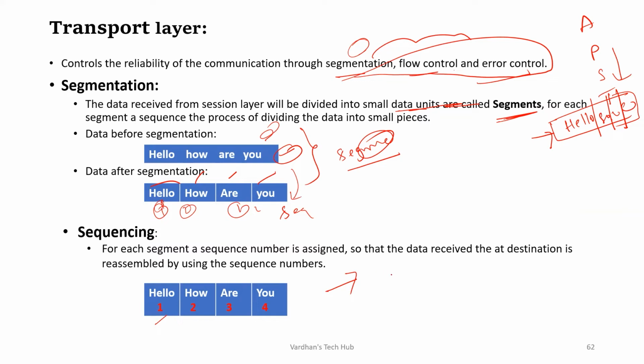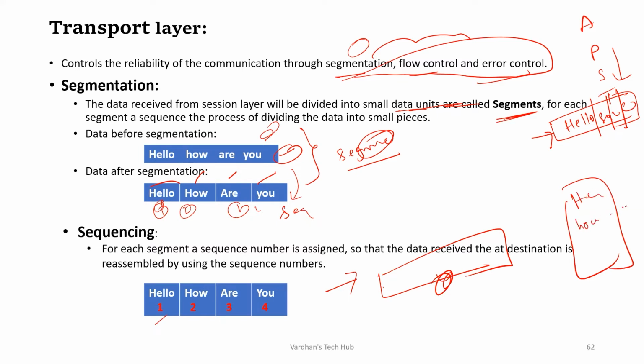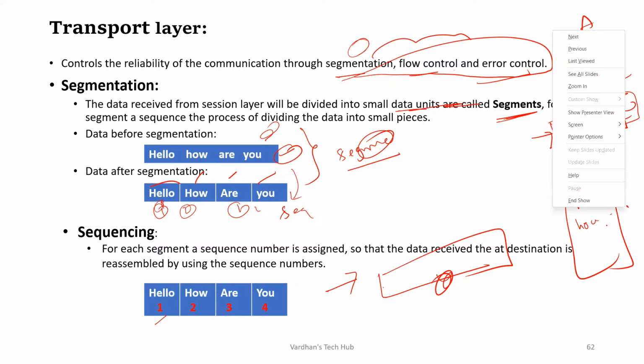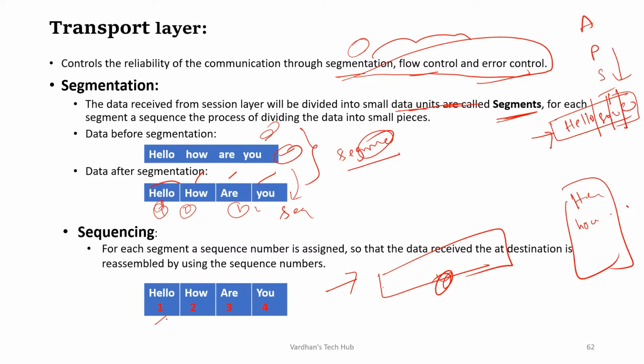So why? Suppose you are sending this message, and many people's data is going through only one channel, and your traffic has to reach in the proper way, right? "Hello, how are you?" only has to reach, not "how are you, hello." It should be in the same format as what you are sending. So by using the sequence number, it will rearrange or reassemble the data at the destination.